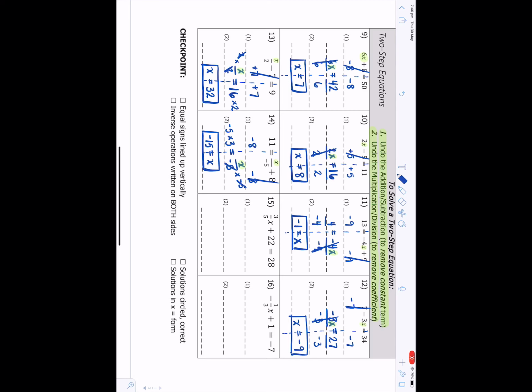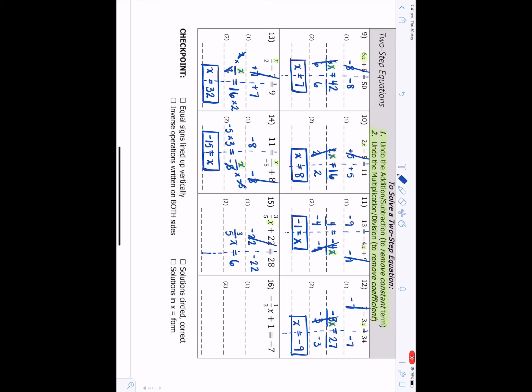All right, we've got two more. So I'll start by drawing my line down the equal sign. I can identify that the pronumeral is on the left, so I need to get rid of the numbers on the left, the 3/5 and the 22. I'll start with the one that's furthest away from the pronumeral, which is the plus 22. To undo that, I'll subtract 22 on both sides of the equation, and that leaves me with 3/5 x equals 6.